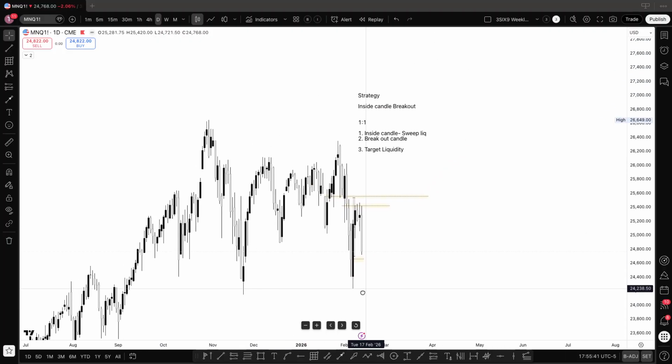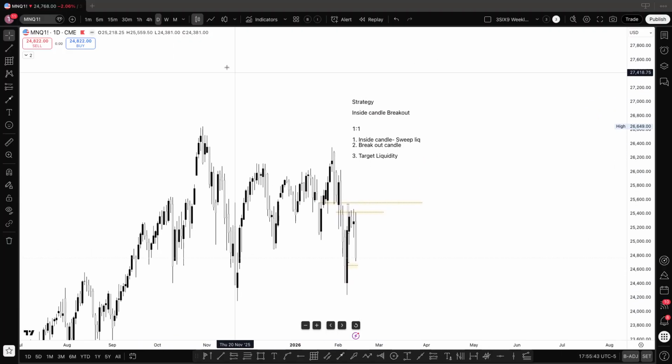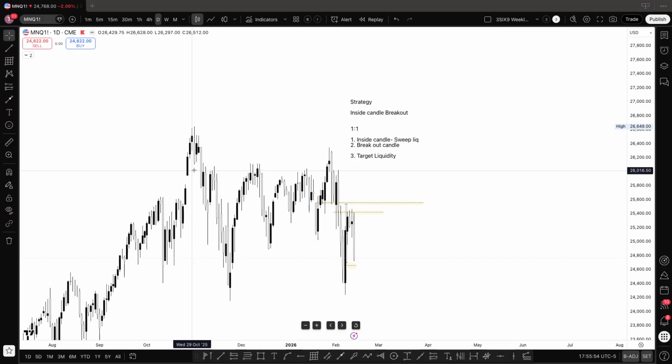Let me go down to a lower time frame so we can talk about this in recent future right here. Okay, one more thing over here. I want to talk about if I was looking bearish, how would I do this? I need a strong momentum candle to close outside of an inside candle.